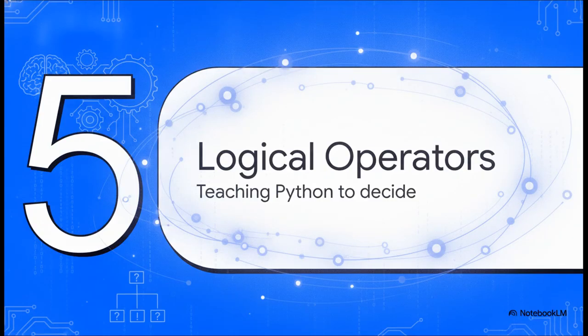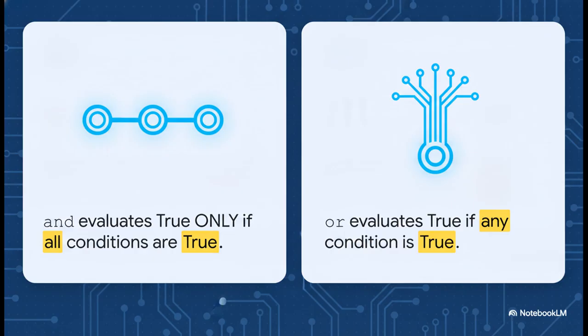Section 5. Code. Logical and membership operators. Teaching Python how to decide. So, now that we know how to update the state of our data, let's teach Python how to decide when to update it. Let's look at two heavyweights, the AND operator and the OR operator. They function very differently.